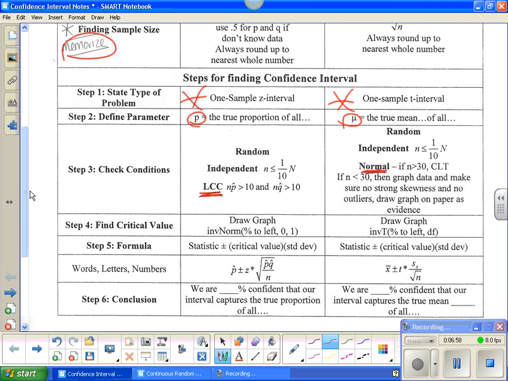The large counts condition: np and nq have to be bigger than 10. Guys, honestly, some books use 5 instead of 10. You're going to see a multiple choice question tonight that says np and nq have to be bigger than 5. That's not them trying to trick you. Some books just set the bar at 5. Ours set it at 10. If it's a free response, you go with 10. But if it's a multiple choice and they use 5, go with it. It's okay. You with me? Everybody okay?